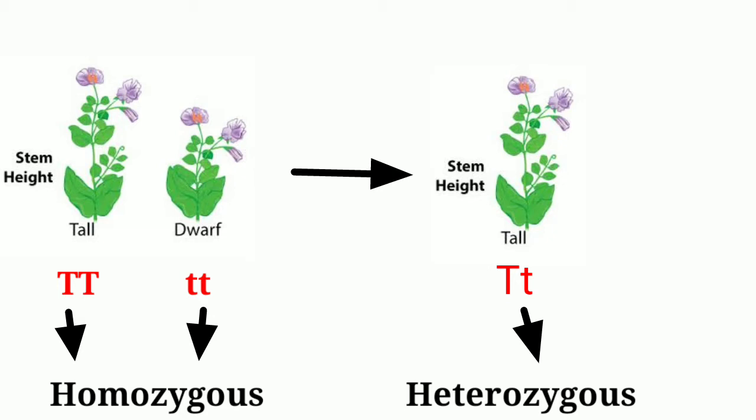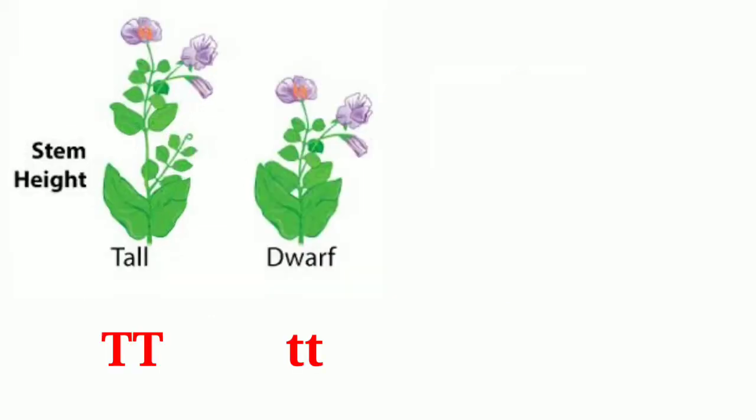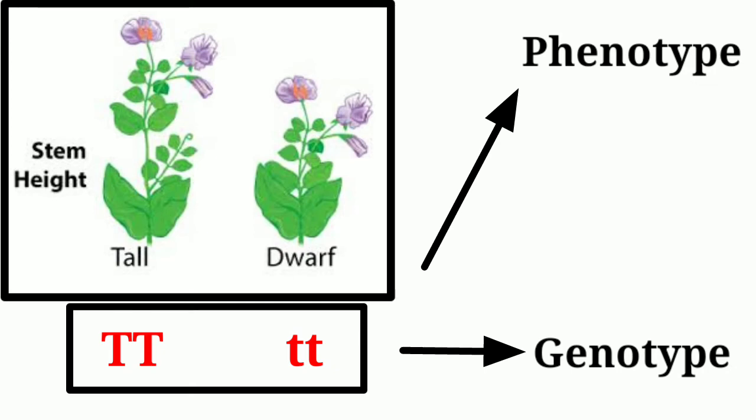So in that case, we will call it heterozygous because it possesses two different alleles for the same character. Now, these genes are called the genotype, and the physical appearance, whatever we see with our naked eye, becomes the phenotype. That is the terminology given: phenotype.